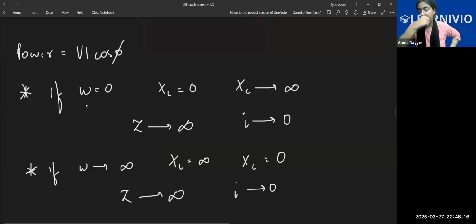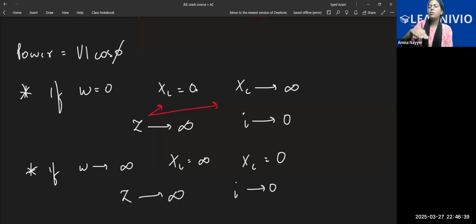Now, this is important. This relates with the concept of resonance. Remember, if your angular frequency is 0, XL is 0, XC will be infinity, in any way Z will be infinite, current will be 0. Even if you reverse, if you make omega infinite, XL infinite, XC 0, still Z will be infinite and I will be 0. Because in the formula of Z, it has both XL and XC. So even if one quantity becomes 0, the denominator becomes infinite. This is the differentiating part. This is not very important.